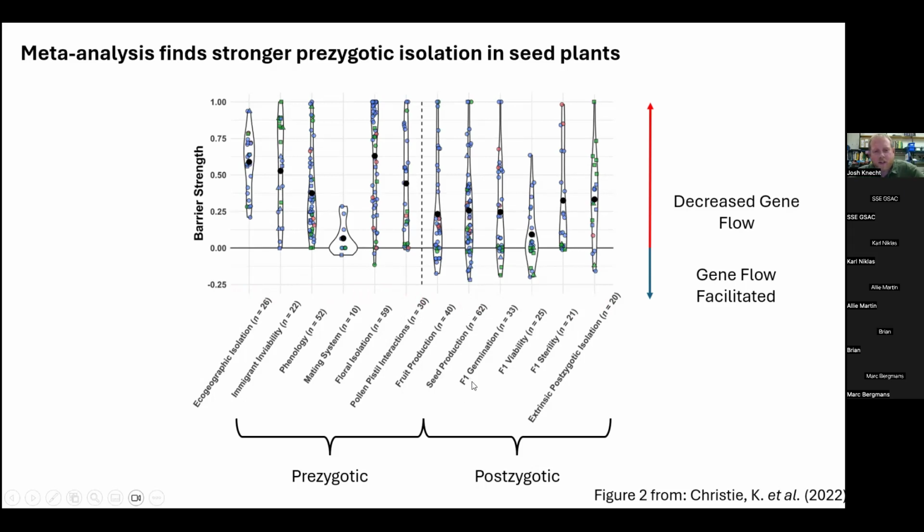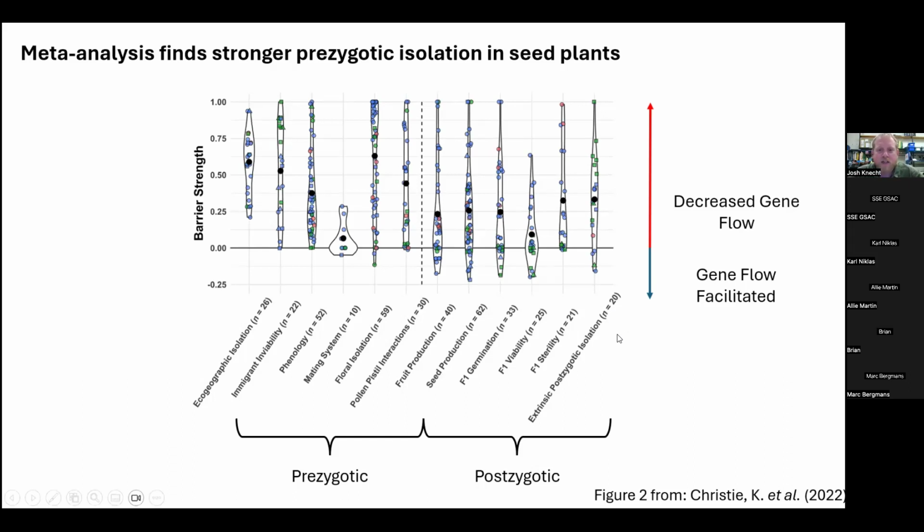Another thing to note here is that in this study, most of the postzygotic incompatibilities were studied in F1 populations. And we'll talk in a minute why I think that might be causing us to underestimate how strong these postzygotic barriers actually are.